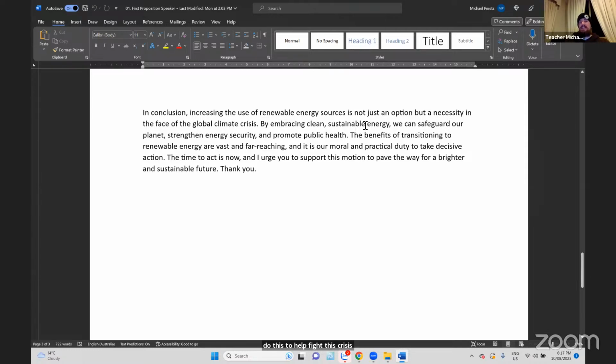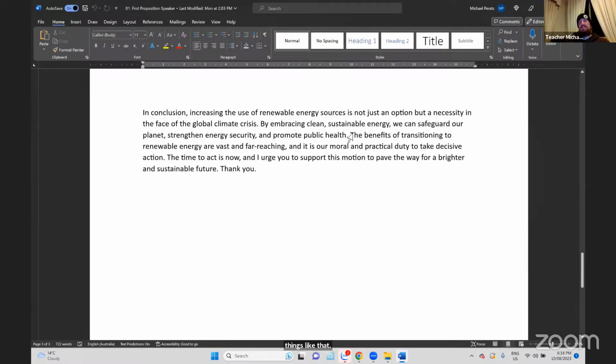By embracing clean, sustainable energy, we can safeguard our planet. So now we're going back to our 3 arguments. We're re-mentioning those. We can protect the planet and the environment. We can strengthen our energy security, so we're not relying on international imports of fuels and coal and things like that. And we're promoting public health.